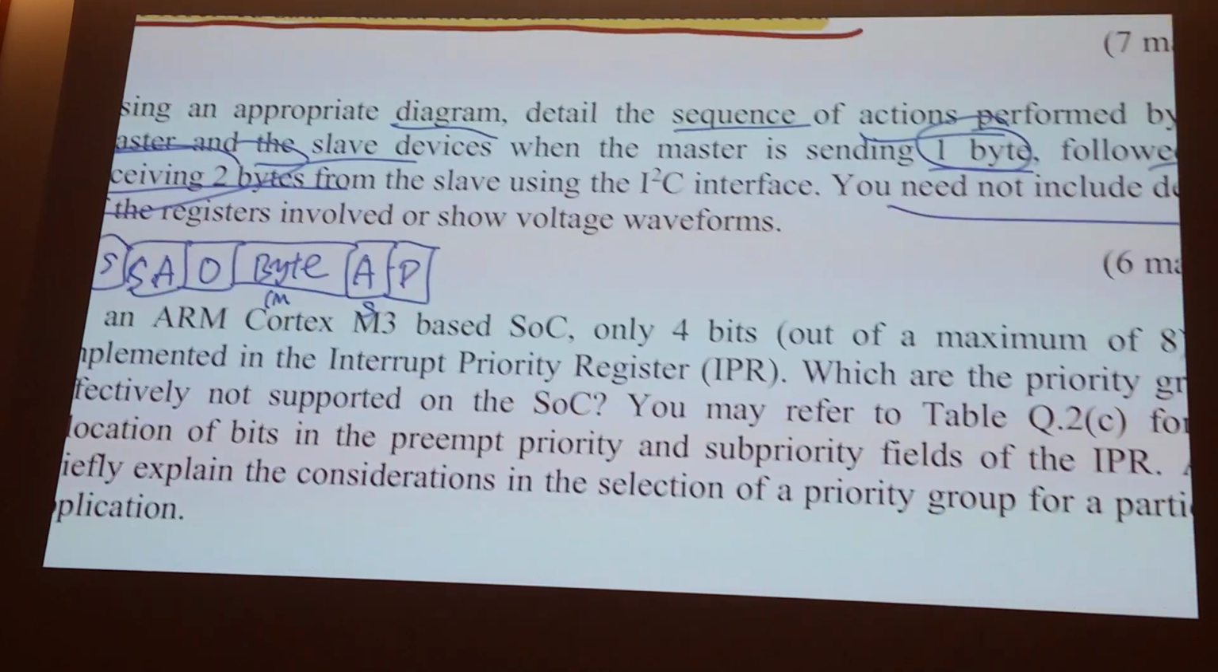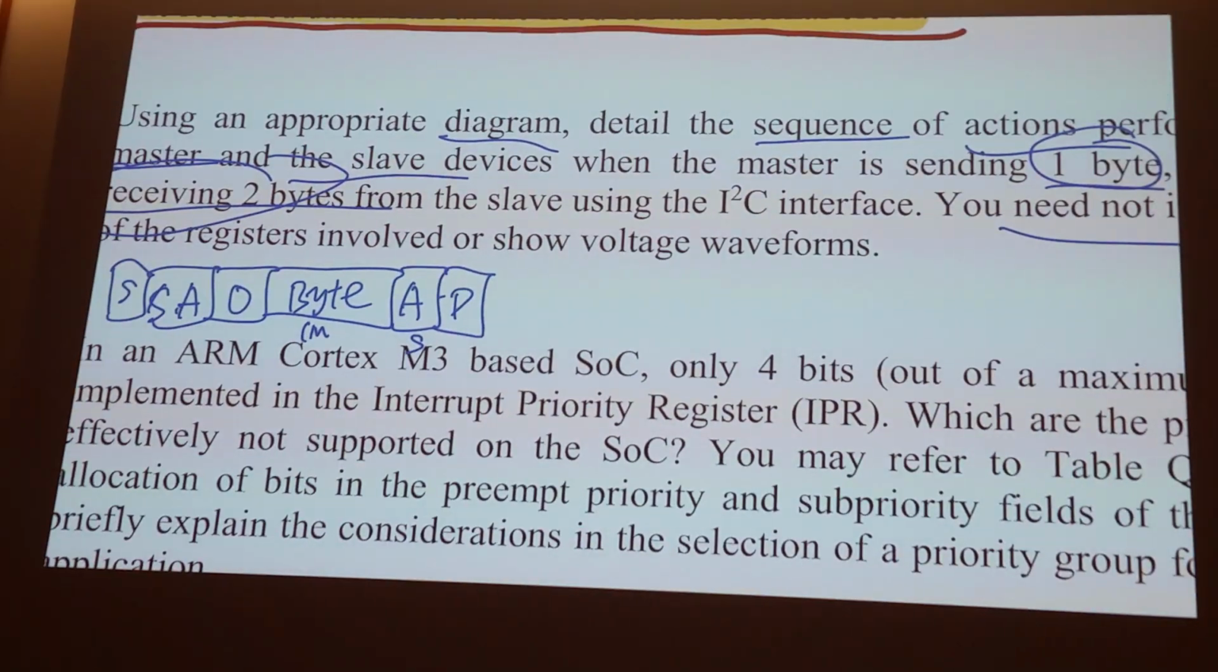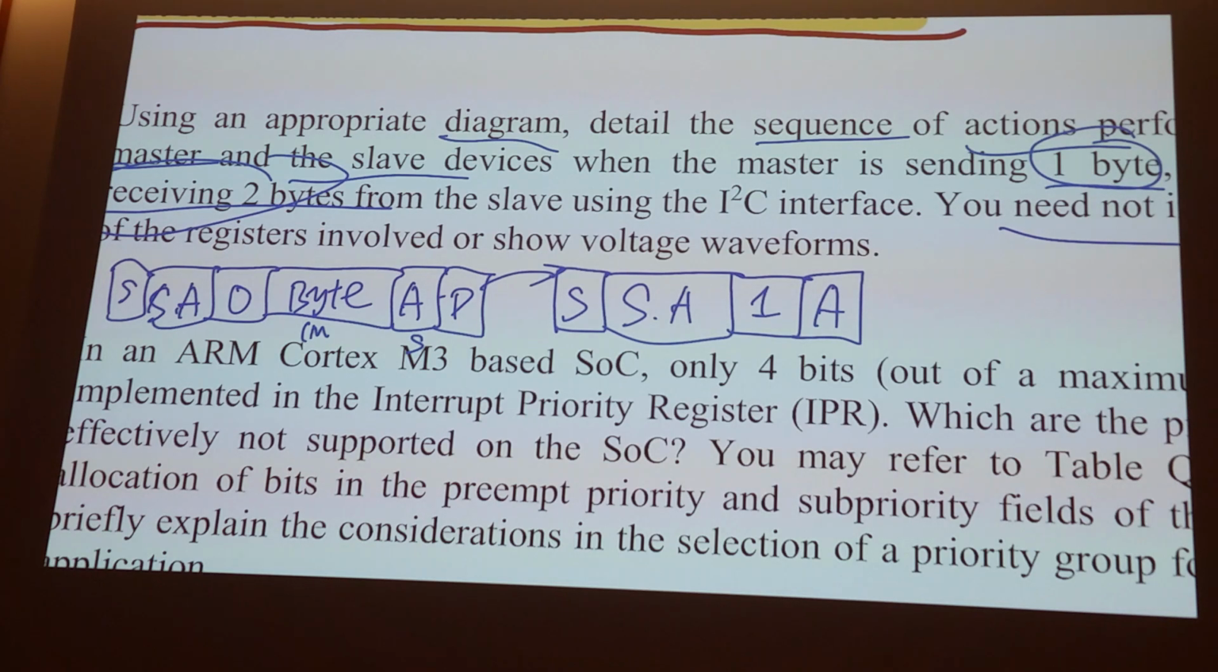Then how to read? Receiving 2 bytes means read 2 bytes. So you have start. Later I will explain this. Then again you have slave address, and you have 1 for read. And then you have acknowledge. Here I forgot the acknowledge. So acknowledge by the slave. Then your slave will send byte 1.